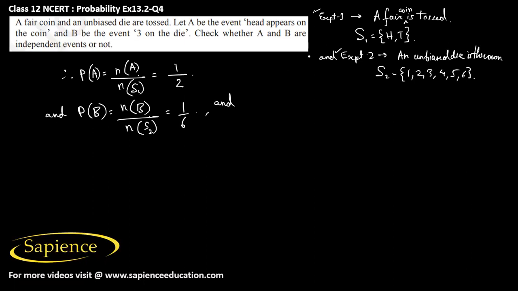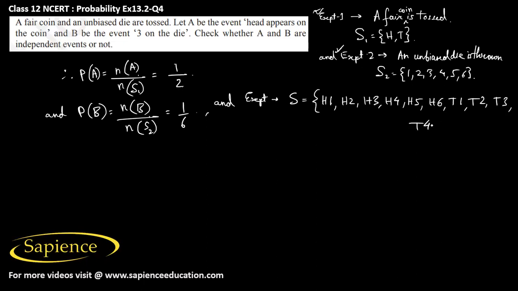And for this experiment, which is the combination of these two experiments, a fair coin and an unbiased die are tossed. The sample space would be: head in the coin and 1 in the die, head and 2, head and 3, head and 4, head and 5, head and 6, and tail and 1, tail and 2, tail and 3, tail and 4, tail and 5, and tail and 6.